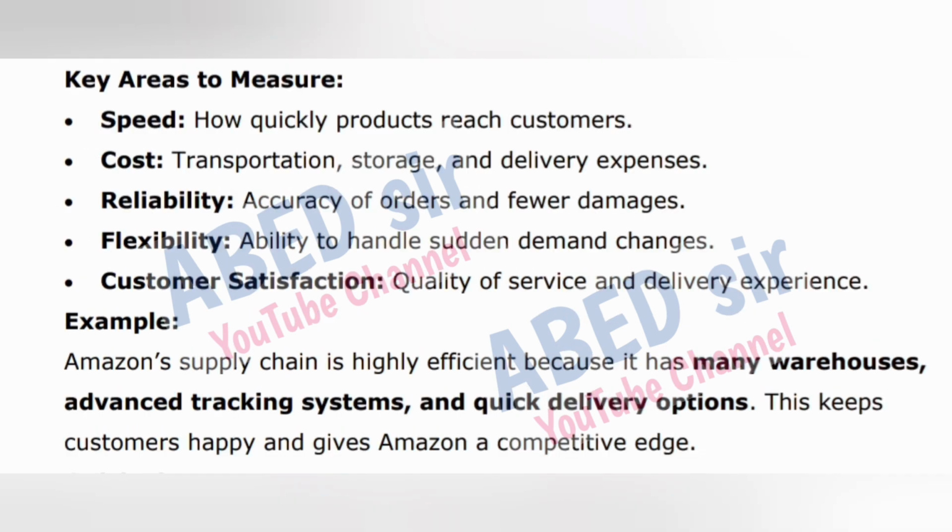Key areas to measure: speed, how quickly products reach customers; cost, transportation, storage, and delivery expenses; reliability, accuracy of orders and fewer damages; flexibility, ability to handle sudden demand changes; customer satisfaction, quality of service and delivery experience. Example: Amazon's supply chain is highly efficient because it has many warehouses, advanced tracking systems, and quick delivery options. This keeps customers happy and gives Amazon a competitive edge.